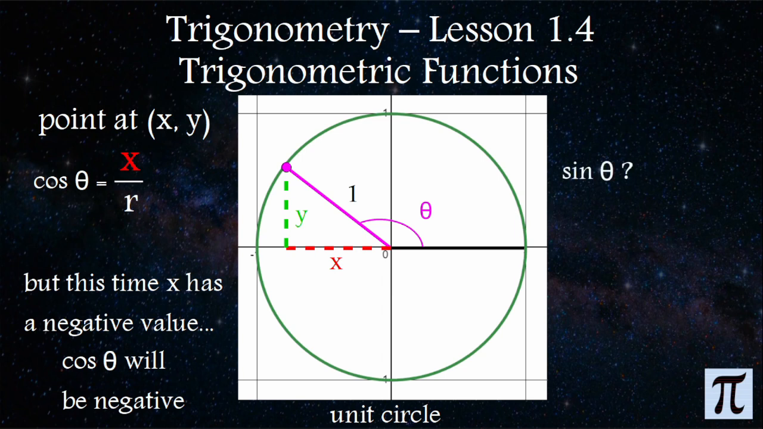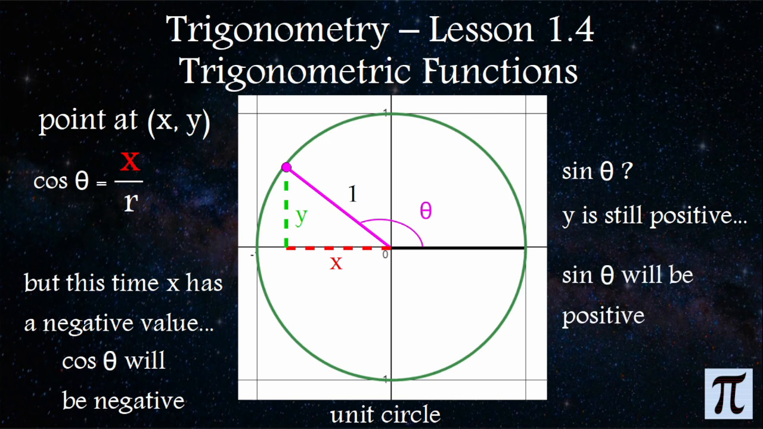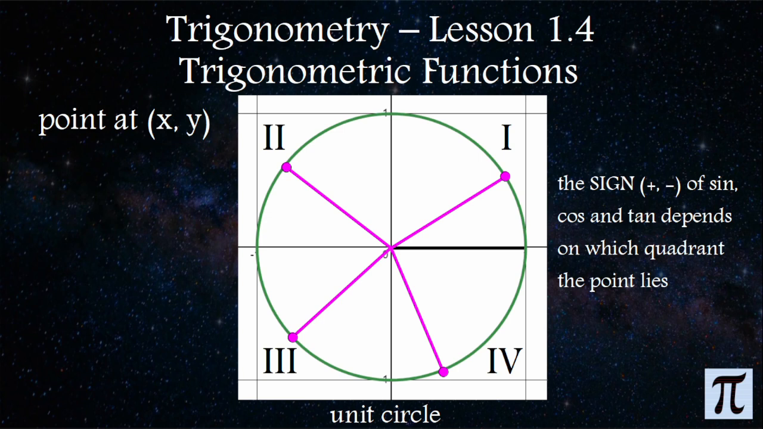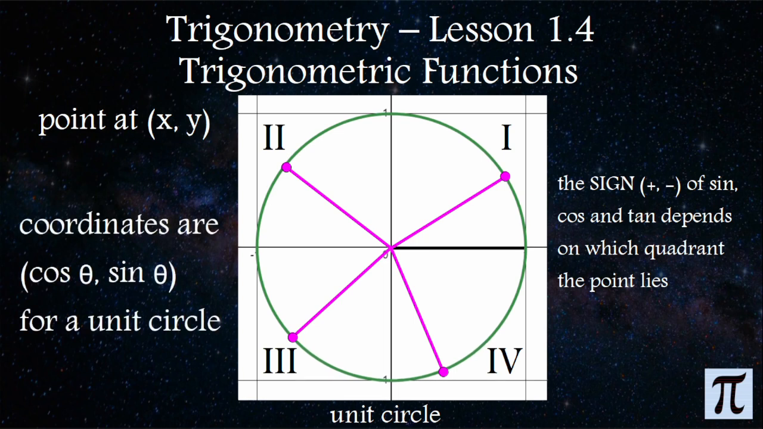What about the sine of theta? Well, y is still positive. So the sine of theta will still be positive as well. The sign, positive or negative, of sine, cosine, and tangent depends on which quadrant the point lies. And remember, the coordinates can be simplified to cosine theta, sine theta for a unit circle.